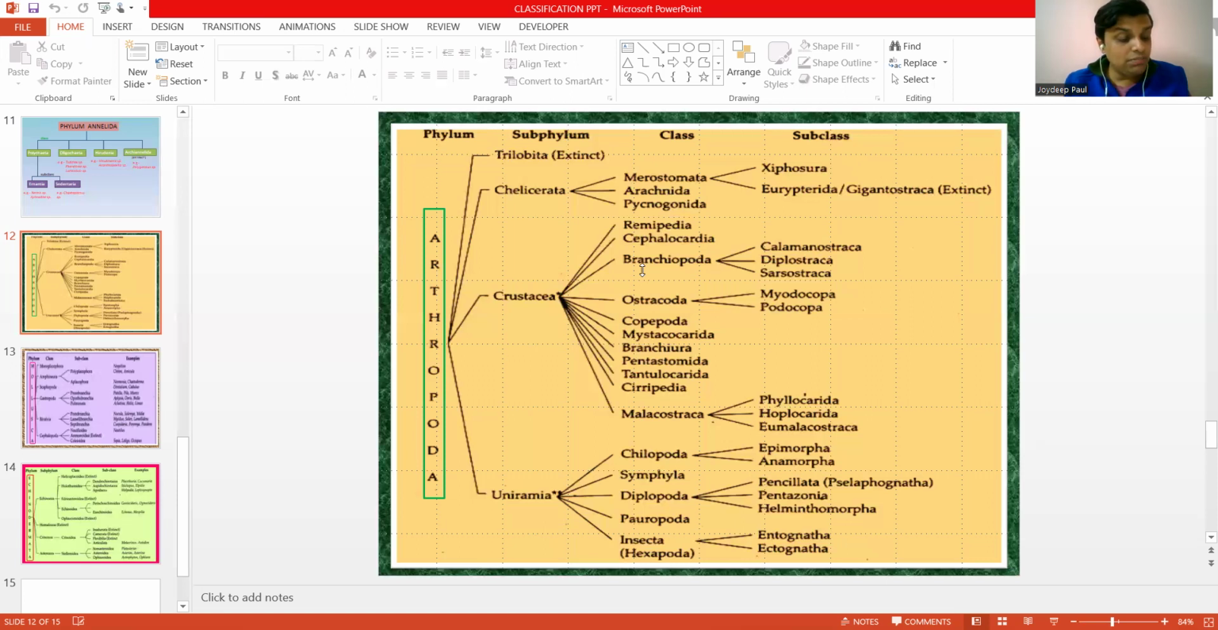Biting and chewing type in cockroach and grasshopper, chewing and lapping type in bees and wasps. Piercing and sucking in bugs, aphids and mosquitoes. Siphoning in butterflies and moths, and sponging in housefly.